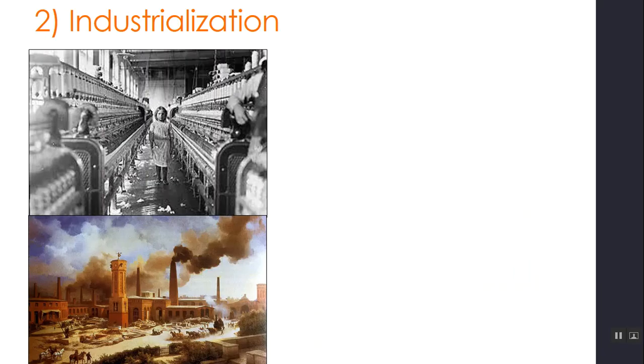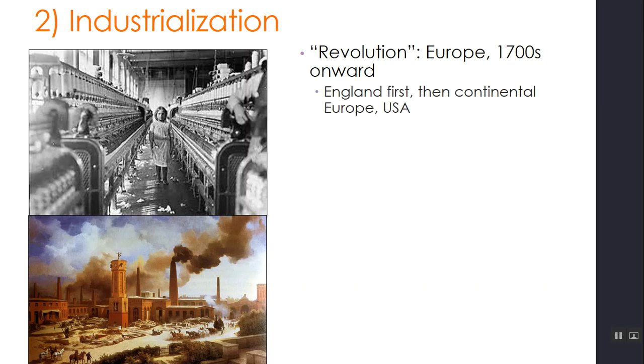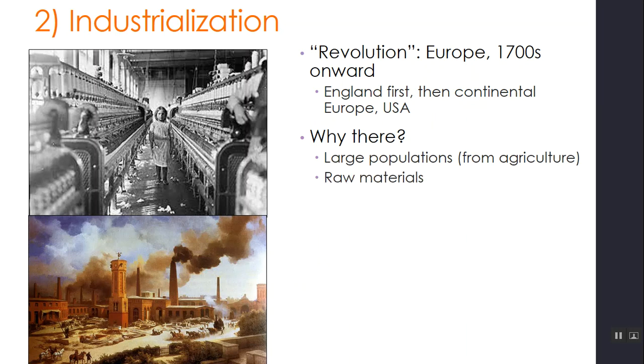The second thing that contributes to development is industrialization. And so that revolution occurred in Europe in the 1700s and moved onward to places like the United States. And so why did it develop there? Like, why did that start in Europe and give them such a leg up? They already had large populations from agriculture, so there's a lot of people already there to participate in this industrial revolution. They have the raw materials to do it, predominantly coal and certain metals, so that was available to them. That doesn't exist in all parts of the world.